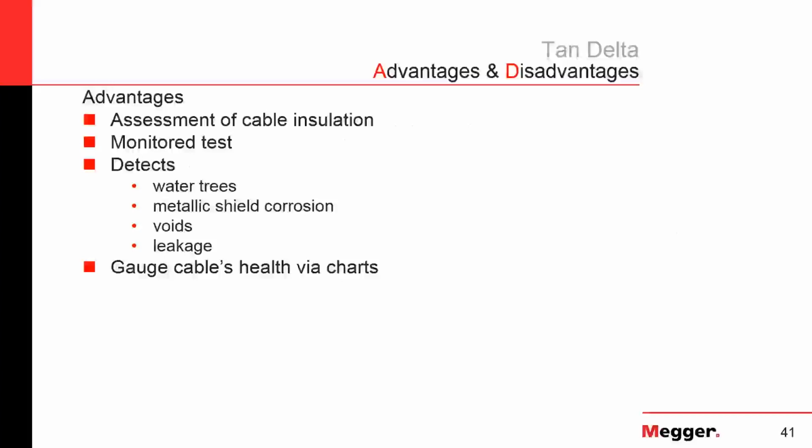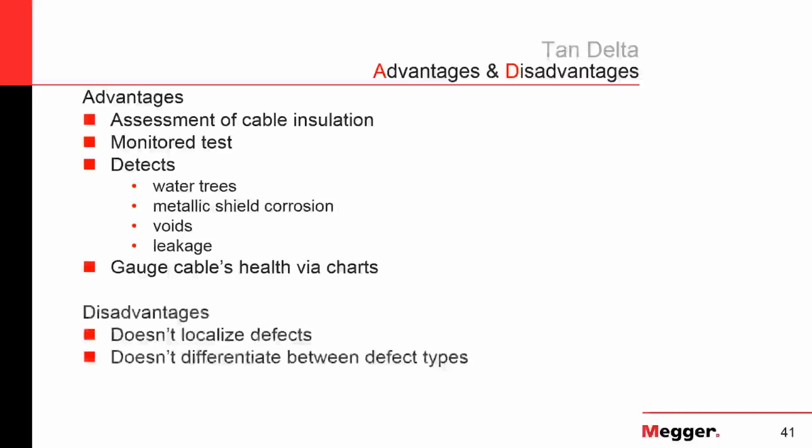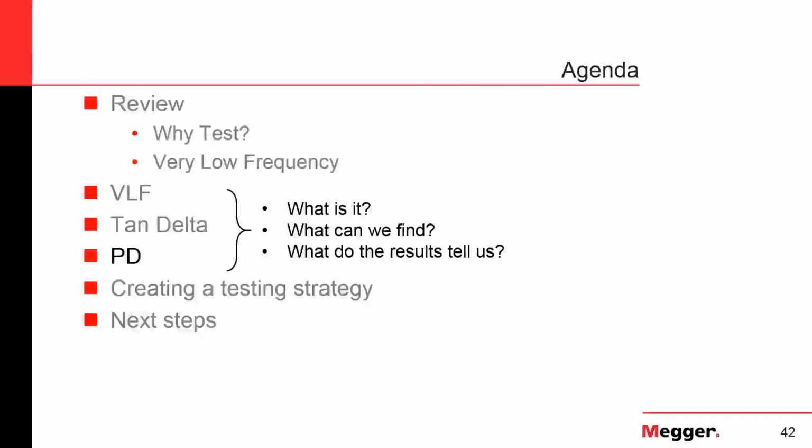Some of the advantages of tan delta, we get an assessment of the overall cable insulation. Gives us a number to represent the whole cable. It is a monitored test, so we get real-time results as we're doing the test. That detects water trees, voids, leakage, dry spots in cables, things like that. And because we have the charts now based on industry information feeding back into IEEE, we can gauge our cable's health based on those charts. It doesn't tell you where the defects are, and it can't tell you what the defect types are, but it can tell you that you have a problem out there.